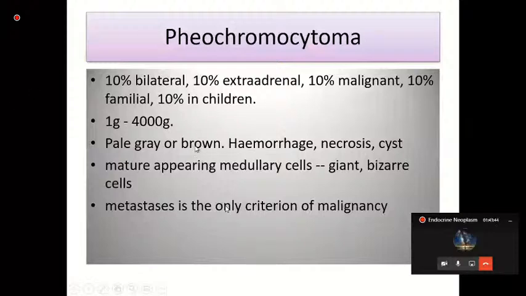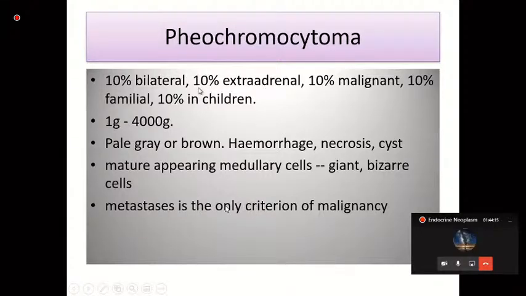If you see some books, they put 10% bilateral, 10% extra-adrenal, 10% malignant, 10% familial. This is in the old box. Now this fact has changed. How the gross features is usually pale gray brown, hemorrhagic. Maybe we can see necrosis, cyst, mature appearing medullary cells, or maybe you can see giant bizarre cells.